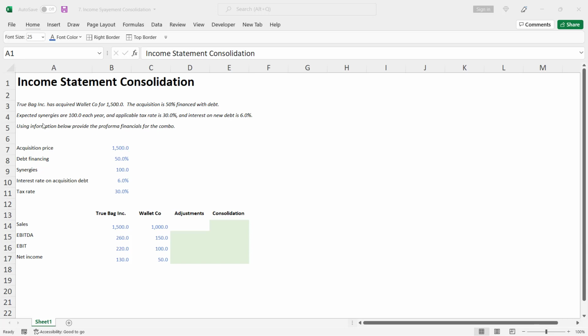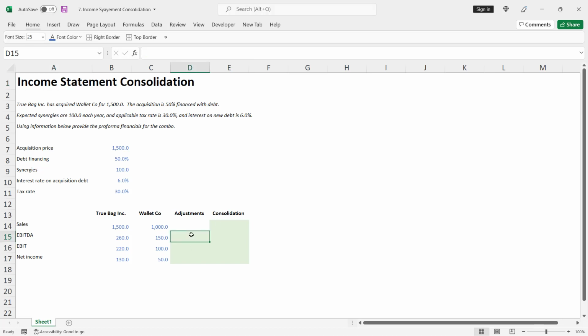So here are our inputs: acquisition price of $1,500, debt financing of 50%, synergies of 100, interest rate on acquisition debt is 6%, and tax rate is 30%. We already have sales, EBITDA, EBIT, and net income given to us for both Trueback and Wallet Corporation, which is our acquirer and target, and we will need to make some adjustments and create a consolidation for these values.